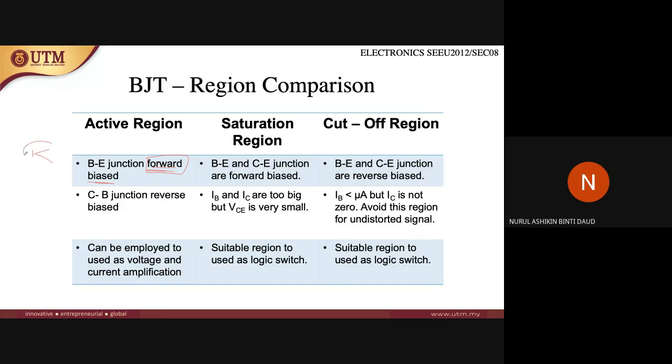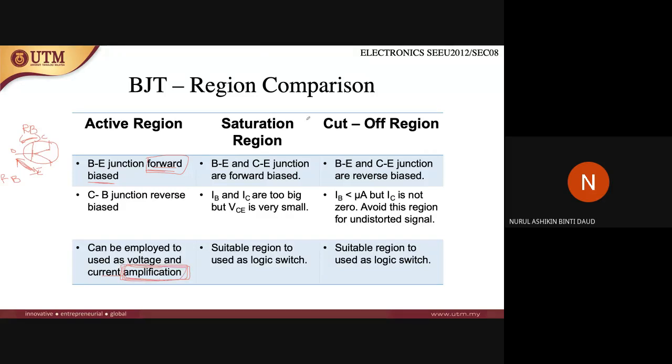When I say it like this, it's better to draw, right? So this is the base, this is the collector, this is the emitter. The base-emitter junction is in forward bias, but the collector-base junction will be in reverse bias. It can be employed for voltage and current amplification, so the active region can be used for amplification.